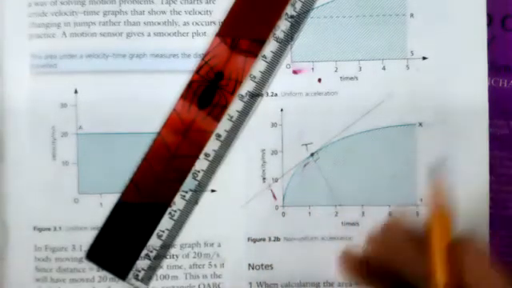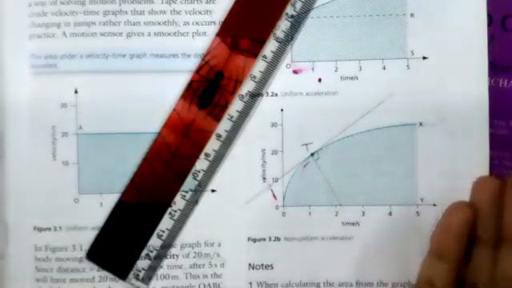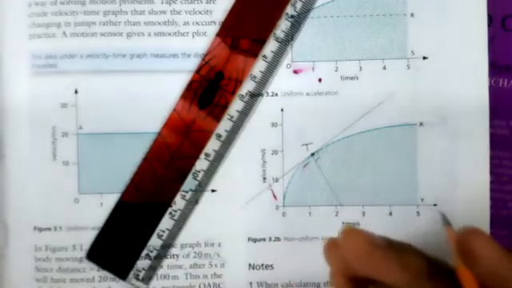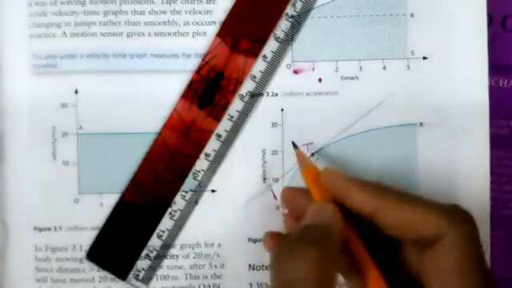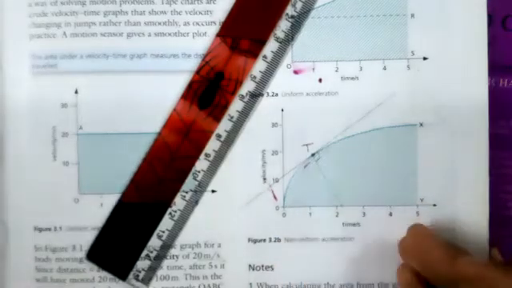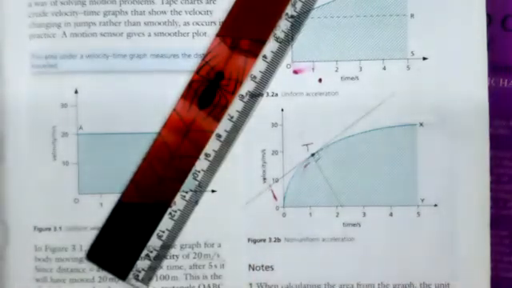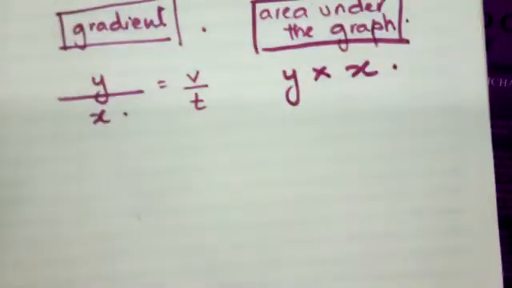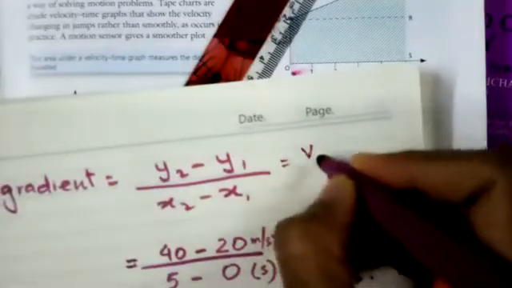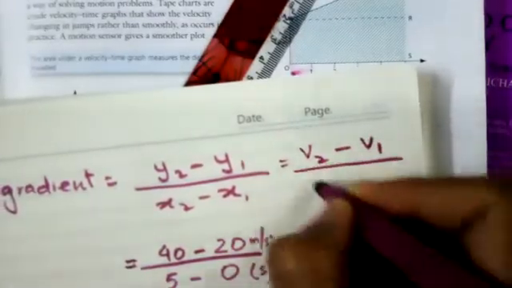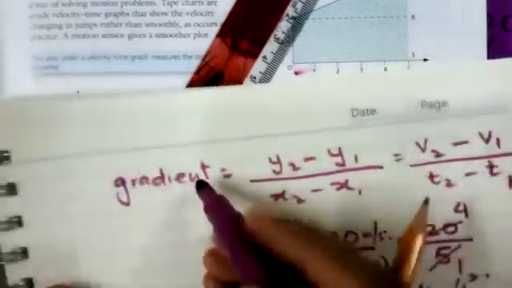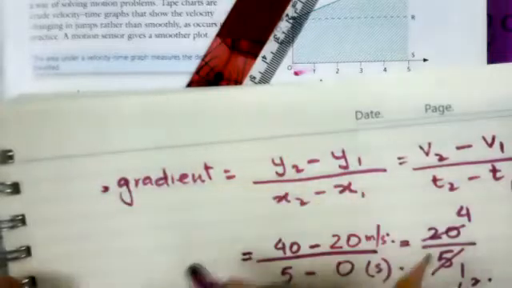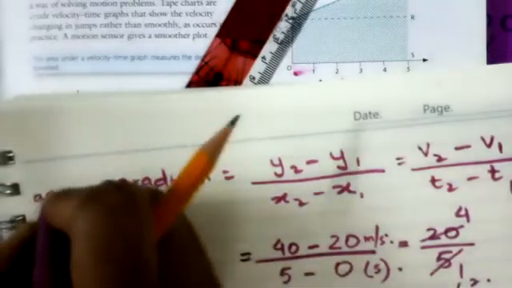v2 minus v1 divided by t2 minus t1, which is the same thing as gradient is equal to y2 minus y1 over x2 minus x1, only that y2 and y1 are v2 and v1, and x2 and x1 are t2 and t1. I hope you're getting what I'm saying. If not, I can write it this way: v2 minus v1 over t2 minus t1. So it's the same thing. So this is acceleration. So gradient in this case, in a velocity-time graph, is equal to acceleration.